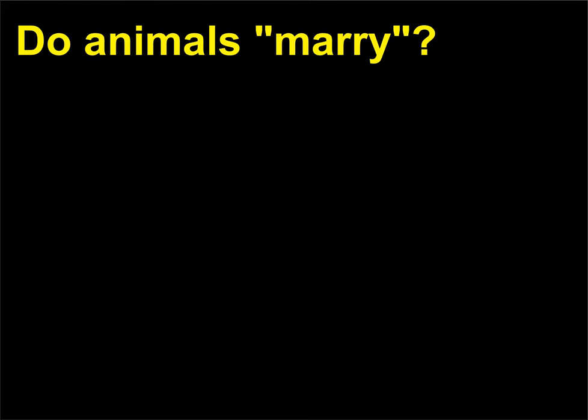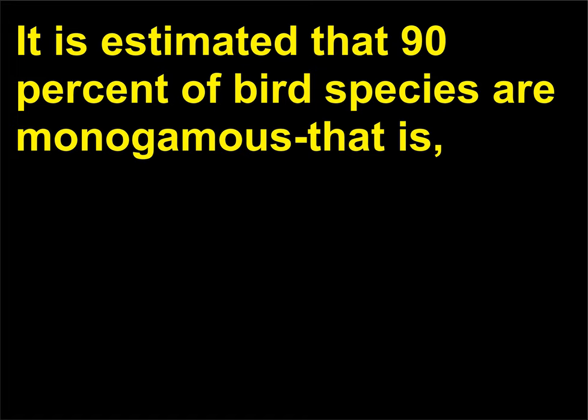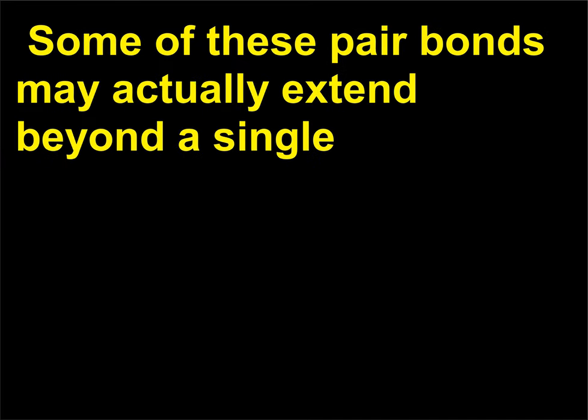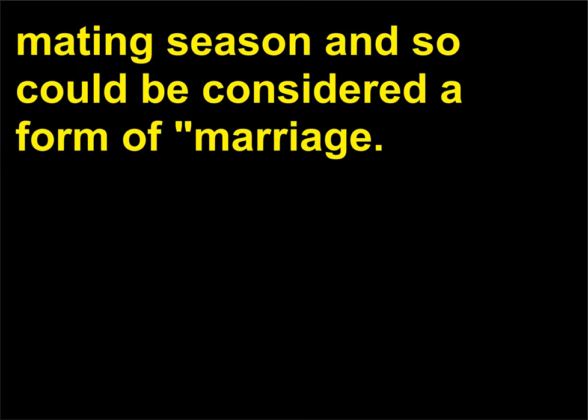Do animals marry? It is estimated that 90% of bird species are monogamous, that is, one male mates with one female to produce offspring. Some of these pair bonds may actually extend beyond a single mating season and so could be considered a form of marriage.